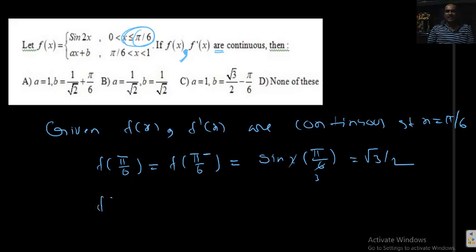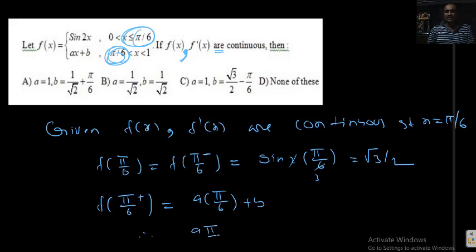So f of pi by 6 equal f of pi by 6 minus equal to root 3 by 2. Okay. Next, f of pi by 6 plus, I want pi by 6 plus, this is the rule. In this rule put x equal pi by 6. What we will get is taken as f of pi by 6 plus: a into pi by 6 plus b. Therefore a into pi by 6 plus b should equal root 3 by 2. This is one of the relations.